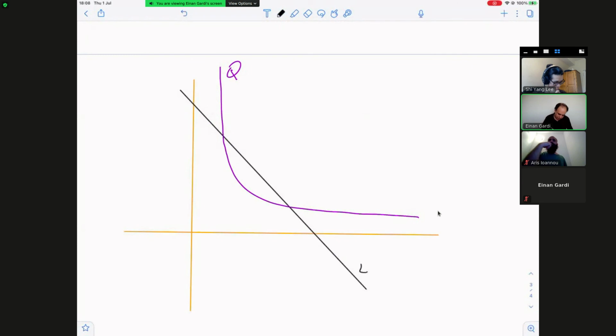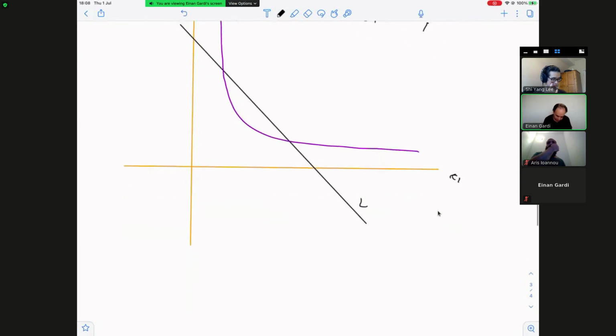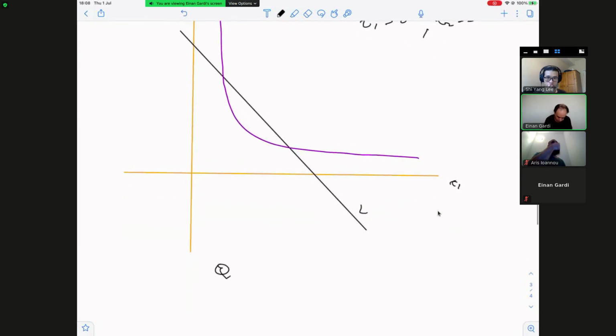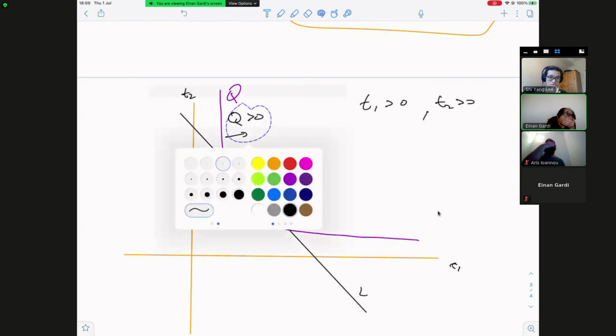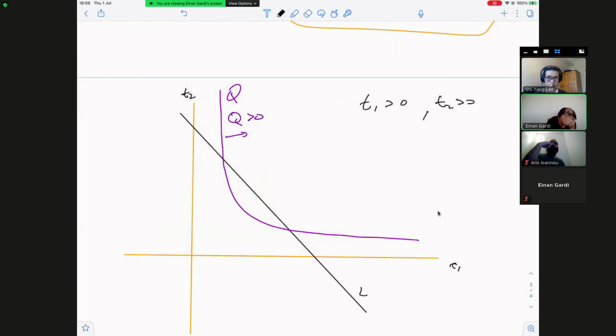And now what I want to say is that let's stay in the T1 positive, T2 positive quadrant, right? That's T1 and that's T2. We can consider the region Q. Now, remember that Q is positive here. Maybe I should do it in this, and L is positive in this region, right?